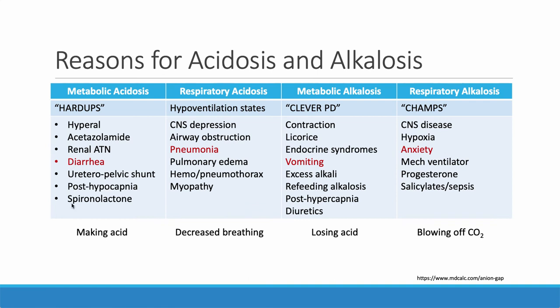HARDUPS. Okay. In respiratory acidosis, the CO2 is going up because we're not breathing as much, right? Our respiratory rate has decreased, or I should say our ventilation has decreased, right? Maybe our respiratory rate has increased, but maybe it's decreased. But if we have pneumonia and there's less gas exchange, then that's going to effectively cause decreased breathing, right?